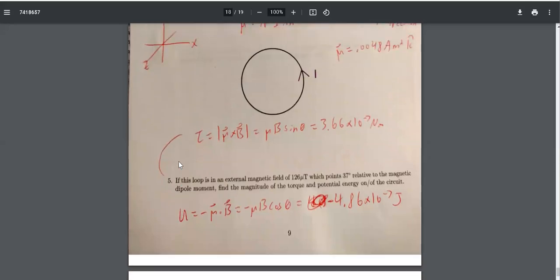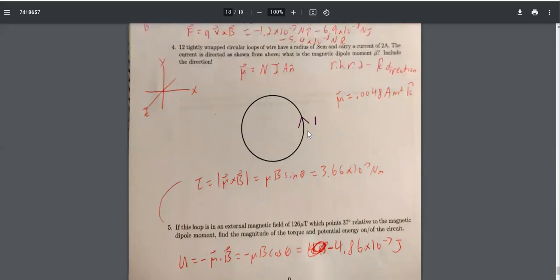All right, so next we're asked to find, okay, so this loop is in an external magnetic field that has some angle of 37 degrees relative to the dipole moment. And we want to find the torque and the potential energy. All right, well, the magnitude of our torque, the torque itself is the dipole moment crossed with the magnetic field. But if we only want the magnitude, that's the magnitude of mu times the magnitude of B times sine of the angle between them. And we know everything, right?